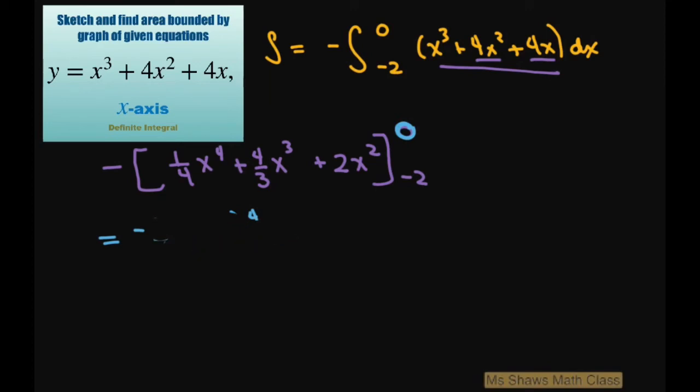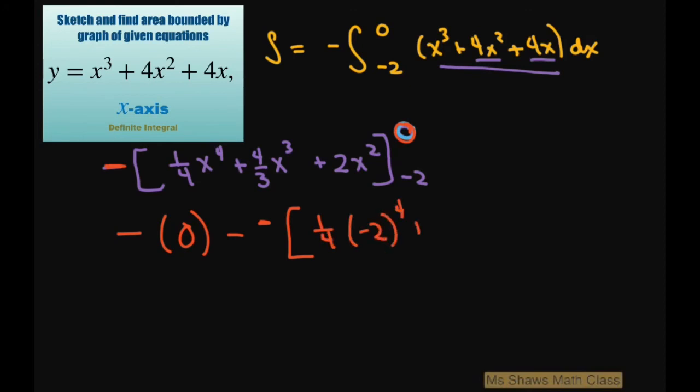Basically what happens, let's look at this. If you start with 0, everything zeroes out. So you basically get negative 0, and then minus, and then you have this minus in front, so it's going to be minus a negative. All right, so let's just make sure we get our signs straight. That's going to be 1/4 times negative 2 to the power of 4 plus 4/3 times negative 2 cubed plus 2 times negative 2 squared.